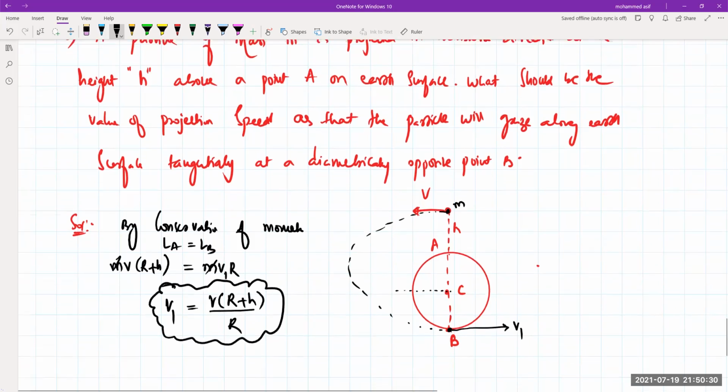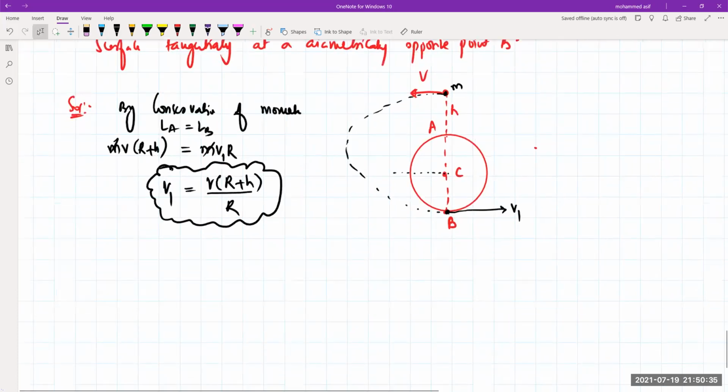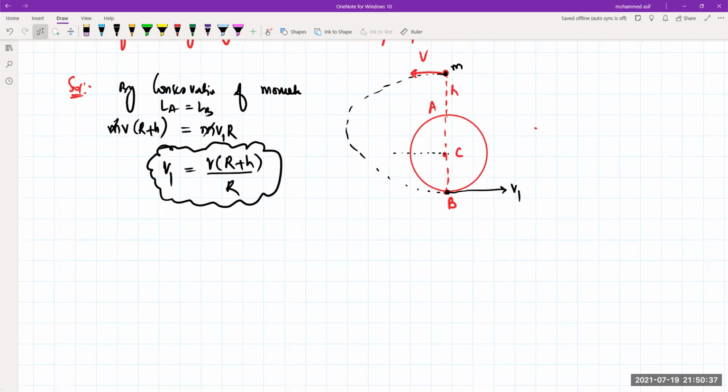What should be the value of the projection speed? That means V should be how much? At A, we are having a speed of V. V is the projection speed. Yes, sir. So now conserve the energy.